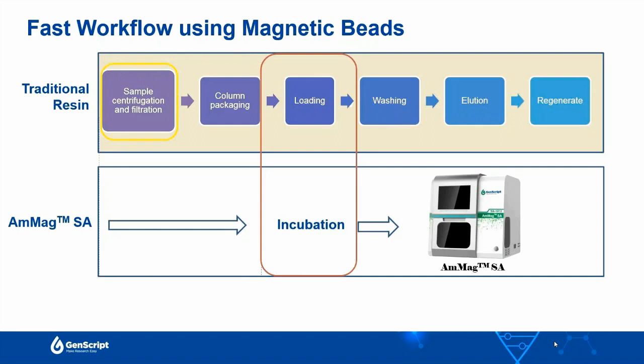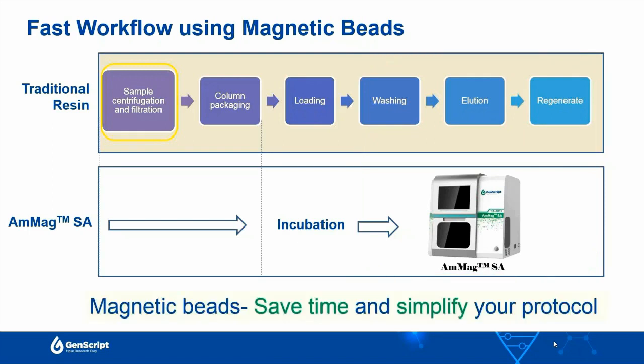Instead of sample loading, you have an incubation step where the magnetic beads bind to the target proteins or antibodies. This is followed by the washing, elution, and regeneration steps, all of which are automated when using our semi-automatic purification instrument, the AMMAG SA. Therefore, using magnetic beads saves you time and simplifies your protein purification protocol.